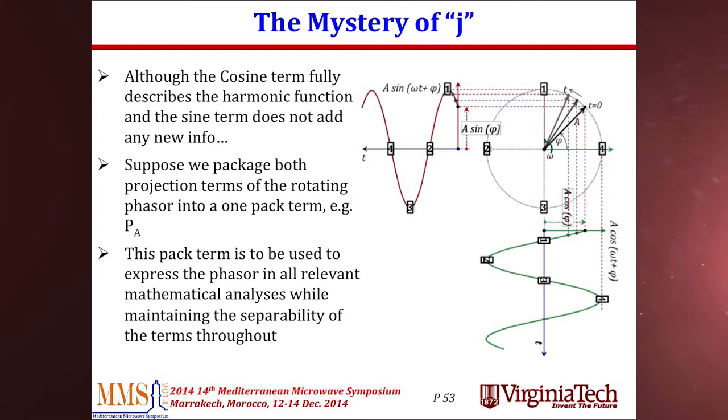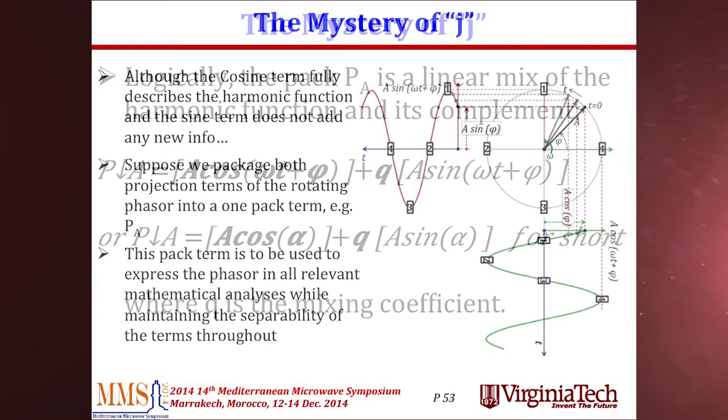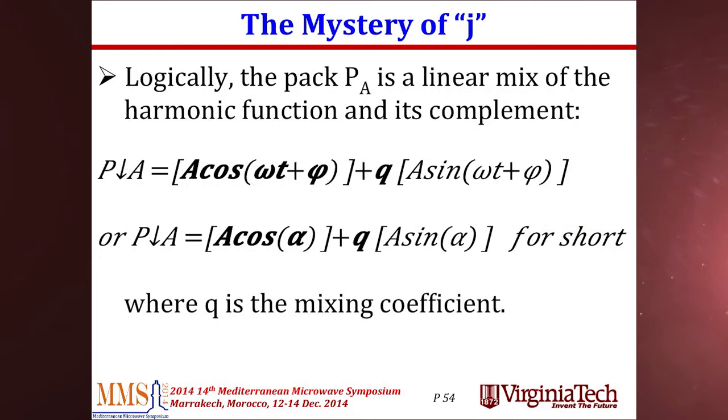And this pack here that I'm going to use should not harm the separability of the two terms, right? If I'm going to pack the cosine term and sine term in one package, I should be able to maintain the ability to separate and get my cosine term back again, because that's the part that I care about. That's my time domain harmonic motion. So I'm going to do a PA as the cosine part, plus the sine part scaled by a factor of Q. That's a linear combination. And obviously, if I do a linear combination, I'll never be able to separate them.